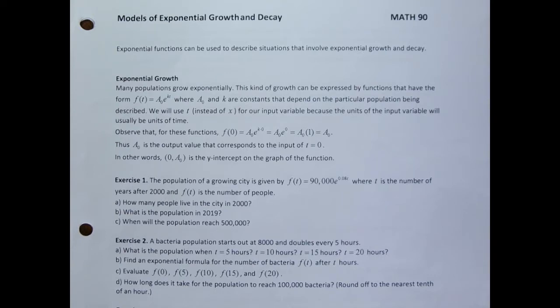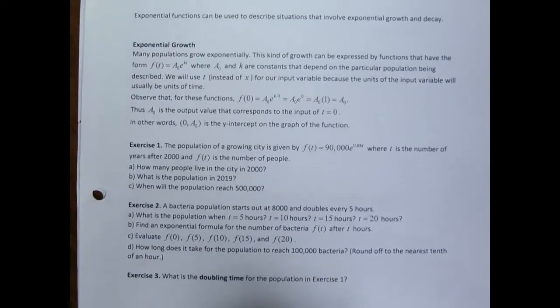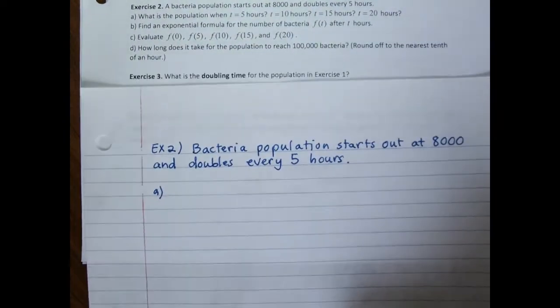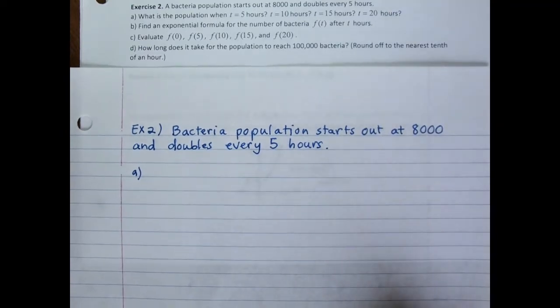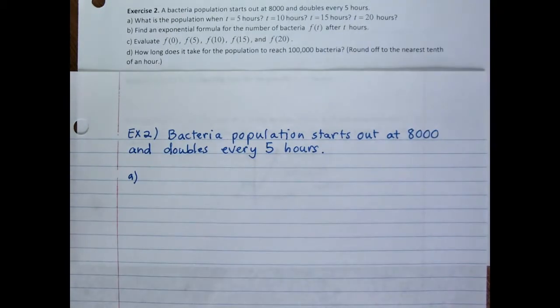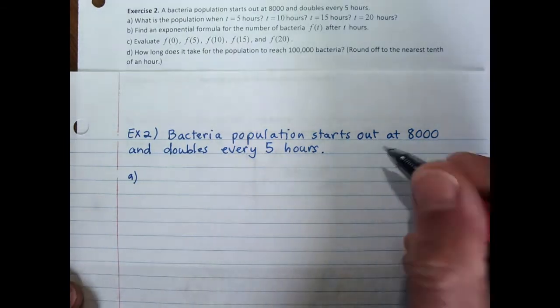So we're going to continue working through our application examples. We're going to do exercise 2 on this handout, models of exponential growth and decay. And so let's move this up and I'll write below. So in exercise 2, we have a bacteria population that starts out at 8,000 and doubles every 5 hours.